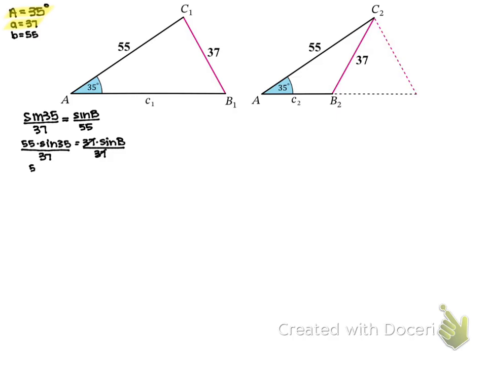Okay, so we've got 55 times sine 35 all over 37. This is going to be equal to sine B. Remember, way back, when we're trying to find an angle, we're going to use inverse. So I'm going to do inverse sine here, which is on the exact same button as the sine button in your calculator. Just make sure you hit the blue button or the shift or the second. So this is going to be 55 times sine 35 all over 37 is equal to, well, inverse sine and sine cancel. So now we're just going to grab our calculator.